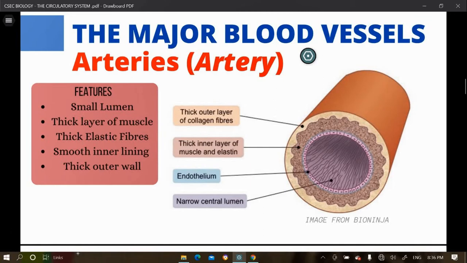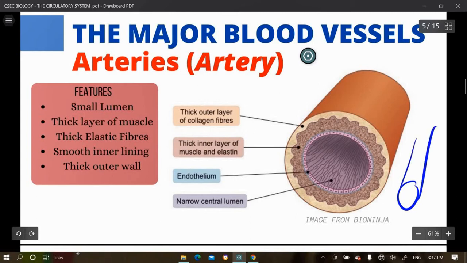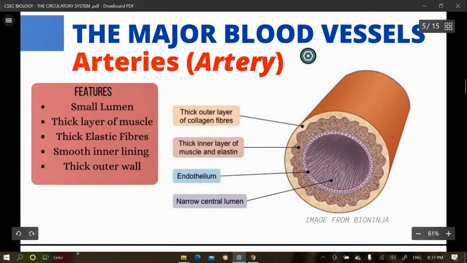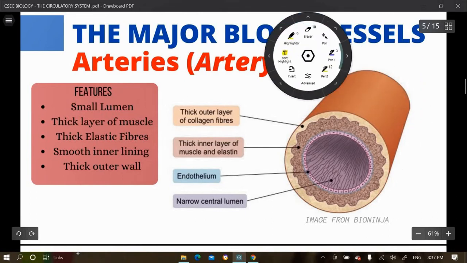Now, arteries have a small lumen, and the lumen is basically the hole that the blood flows through. So let's say you have a PVC pipe. The hole in the pipe, you could say that's a lumen. Let's say you have a water bottle. The part of the bottle that the water comes through to enter your mouth, the hole, is the lumen. So basically the lumen of your blood vessel is the hole that the blood flows through.